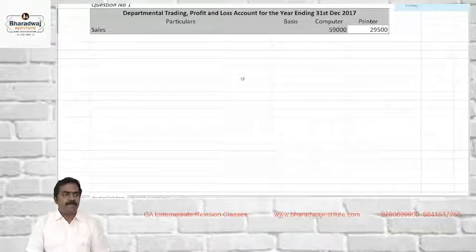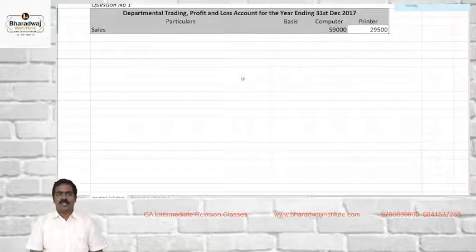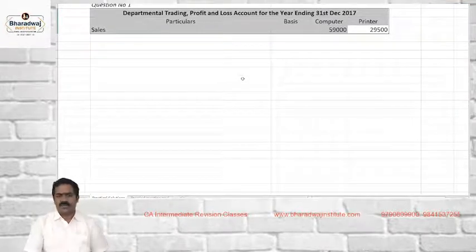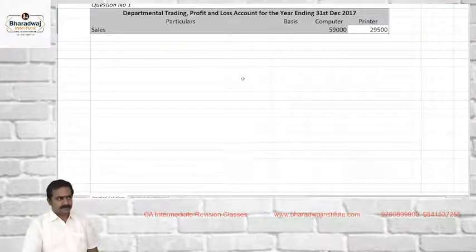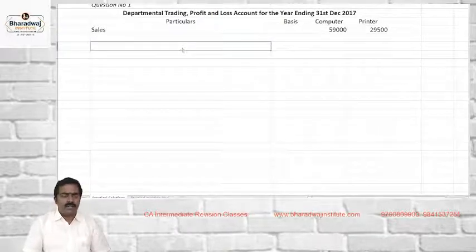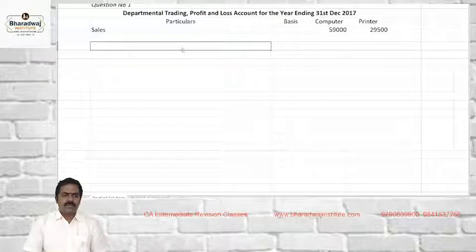I'm not doing it in T format. I'm doing it in statement format. Income minus expenses method. In the exam, of course, sales will be credited. Start. Particulars and two columns. Sales is given directly.